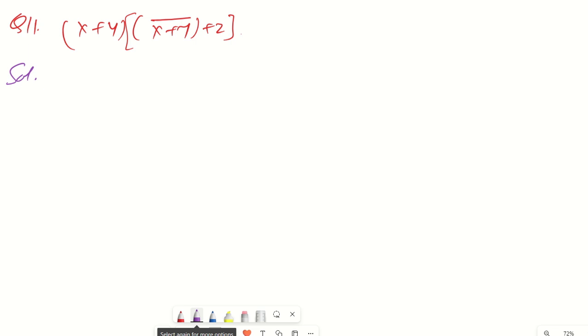So the question is x plus y into x plus y bar plus z. So what would be the minimized value for this? So let us solve it quickly. So you already know that x plus y into, it is looking like, can I do that a into a bar plus b, like that? So it is going to be a bar, that is 1, and ab, that's all, done.